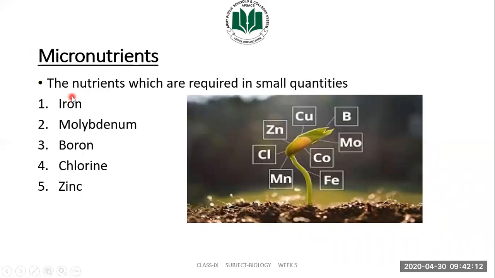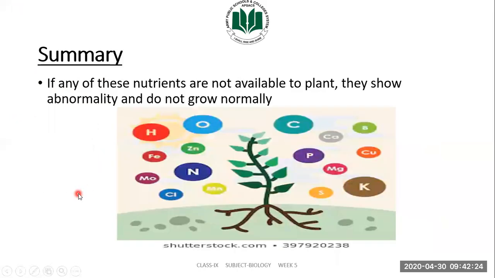Micronutrients, as the name shows, micro, it means small amount. So these nutrients which are required in small quantities are known as micronutrients. For example, iron, molybdenum, boron, chlorine, and zinc.